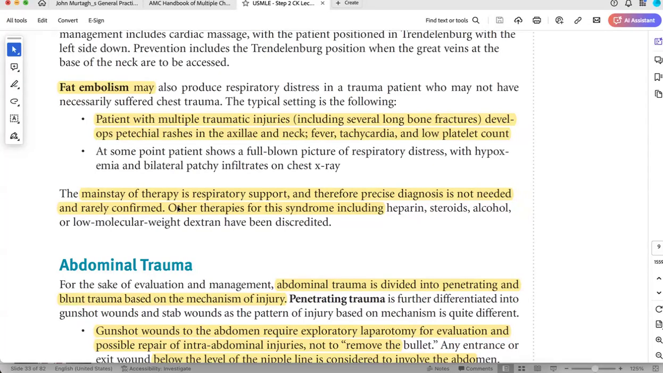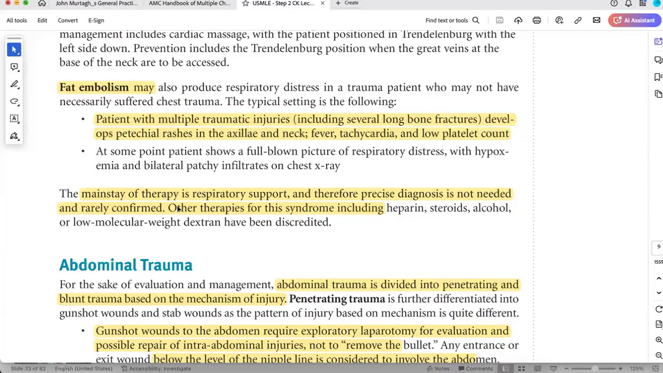So fat embolism has specific criteria. Usually it happens within 72 hours of a traumatic injury. And most importantly, they will have petechial rashes in the axilla or neck. So petechiae because of thrombocytopenia. They might have altered mental status and respiratory distress.